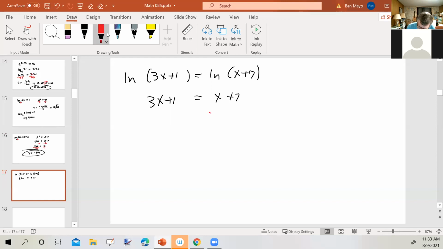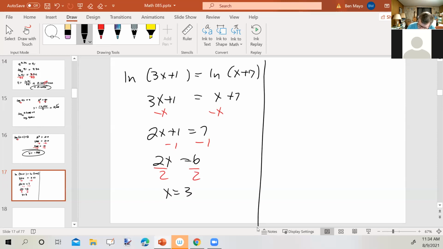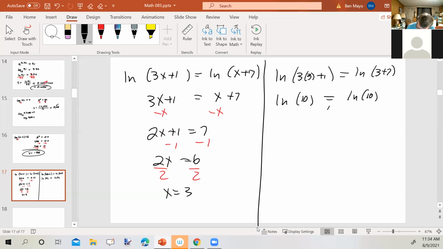All right, I'm going to subtract x from both sides. 2x plus 1 equals 7. Subtract 1 from both sides. 2x equals 6. Divide by 2 to both sides. x equals 3. Let's check our work. The natural log of 3 times 3 plus 1 equals the natural log of 3 plus 7, excuse me. The natural log of 10 equals the natural log of 10. And yes, it does. So x equals 3 is correct. Okay, let's see here.